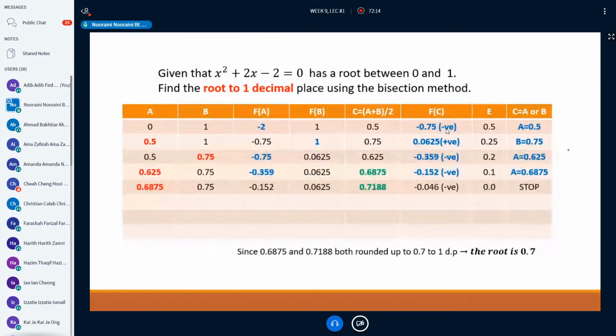I already put in the answer. You get your A, your B. We get negative, so you need to change your A here, A becomes 0.5. B is maintained, you proceed with your calculation, then your C is positive, meaning you need to change your B, it becomes 0.75. You calculate until you get C negative, meaning you need to change your A.